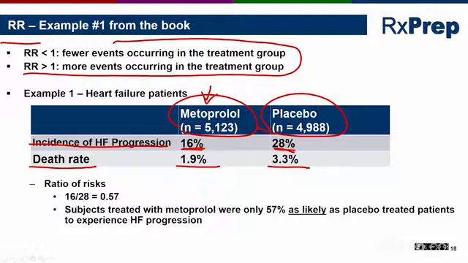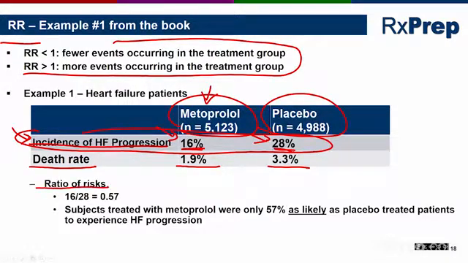So it asks for us to calculate the relative risk of the incidence of heart failure progression or disease progression. So therefore, we know we're looking at this row only. And we already have the risk calculated for us. So we don't have to do that first step in calculating the risk. It's already calculated for us. So now we just have to do our ratio. We put of course, the treatment group, 16% in the numerator. The denominator is our control group, 16 divided by 28.57.